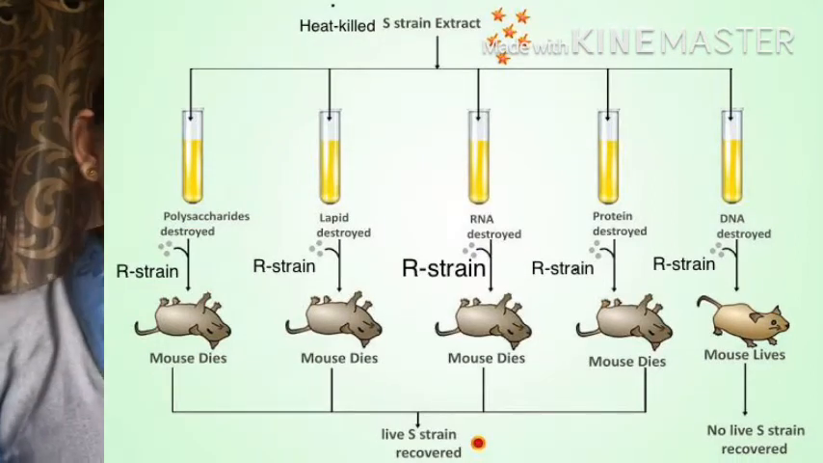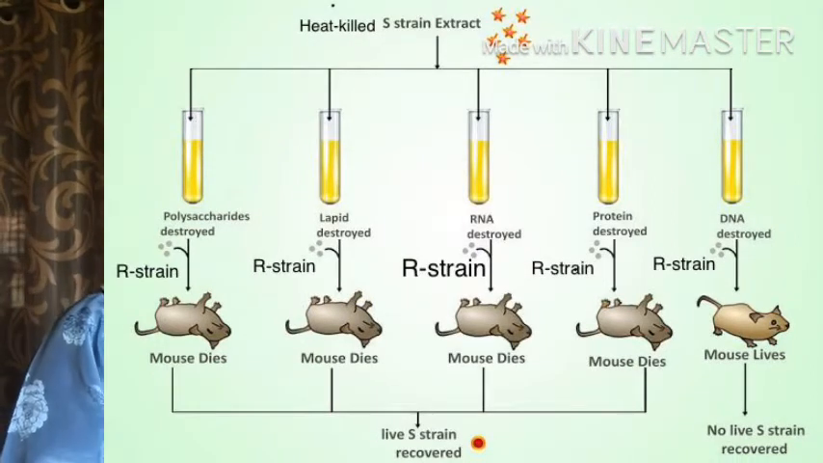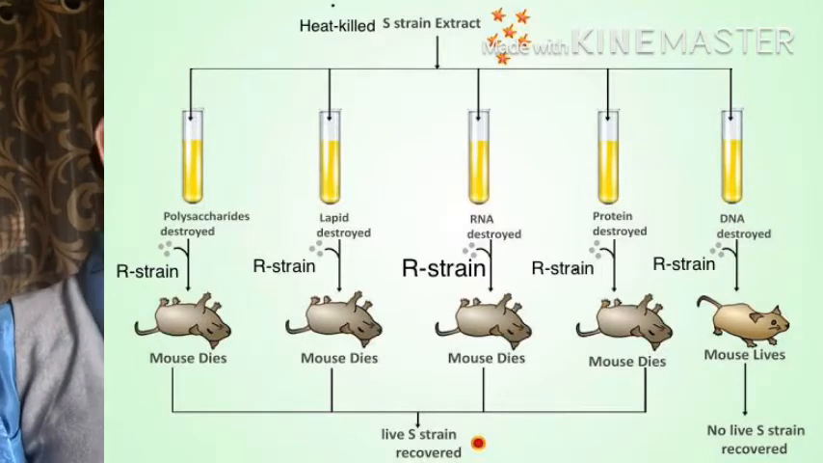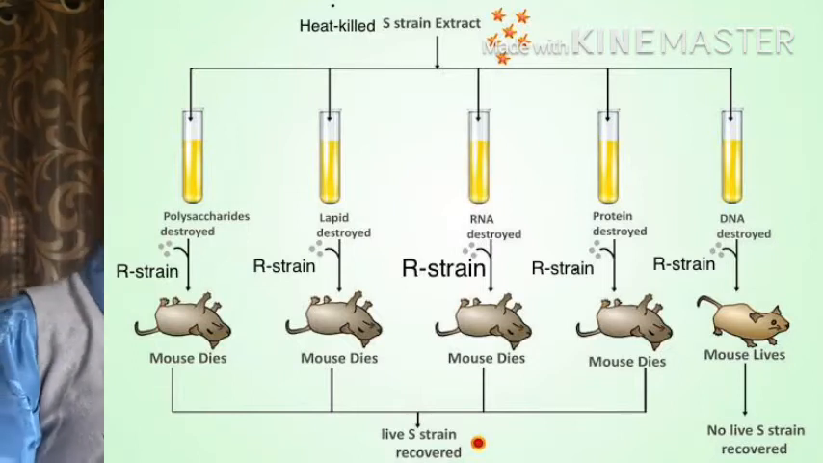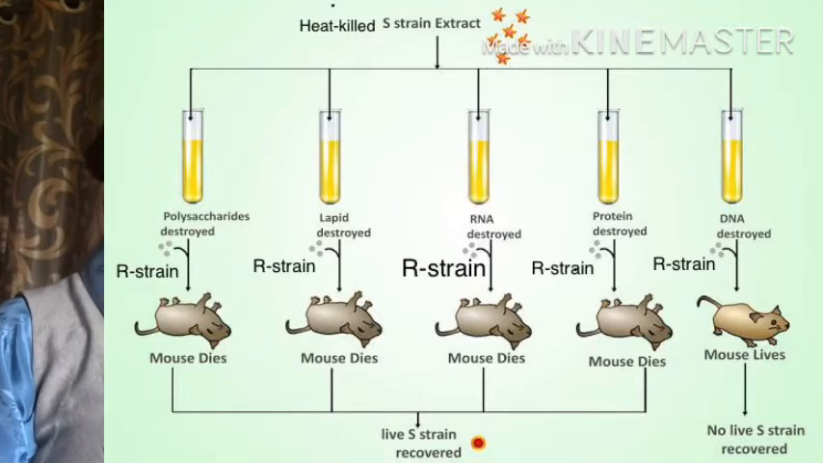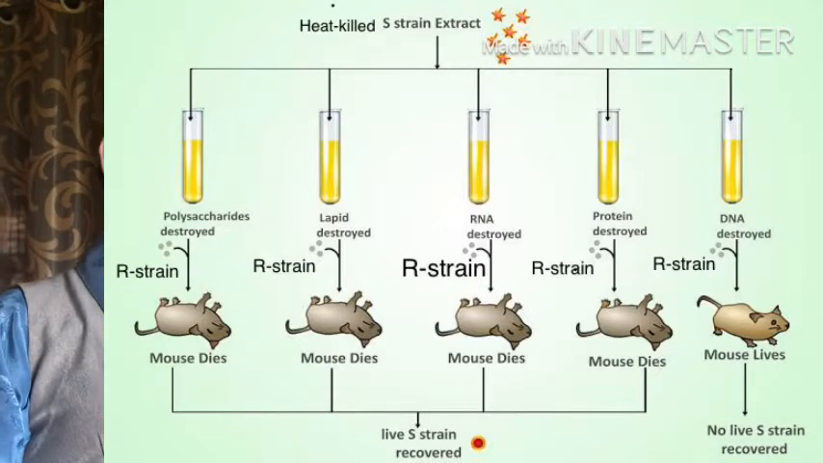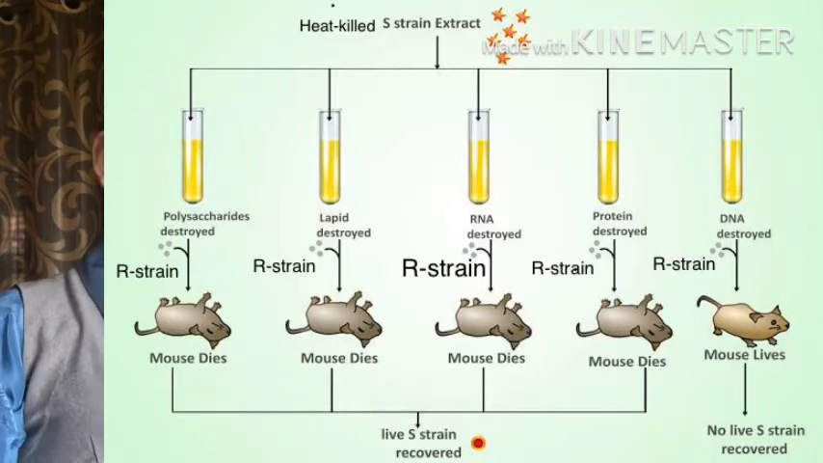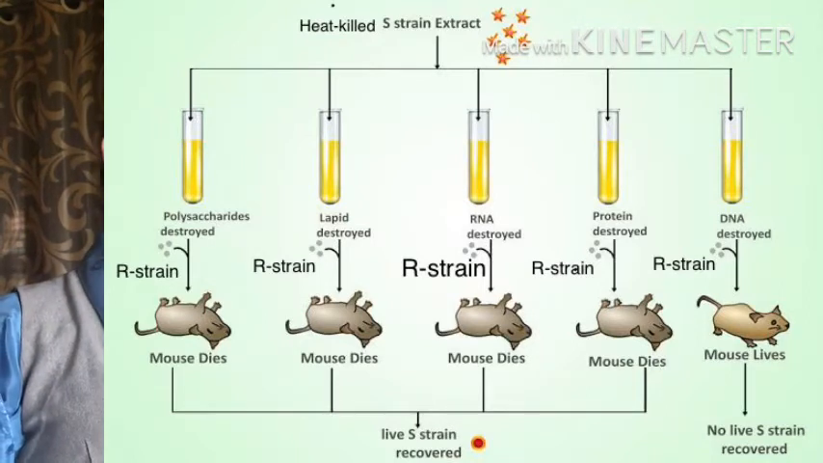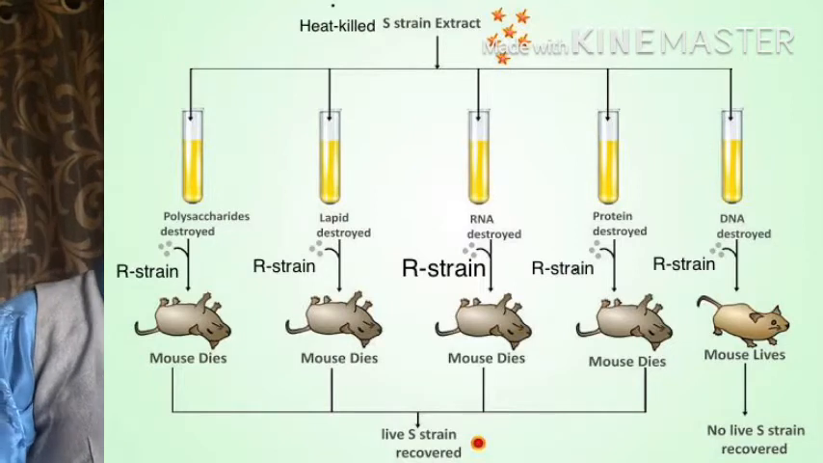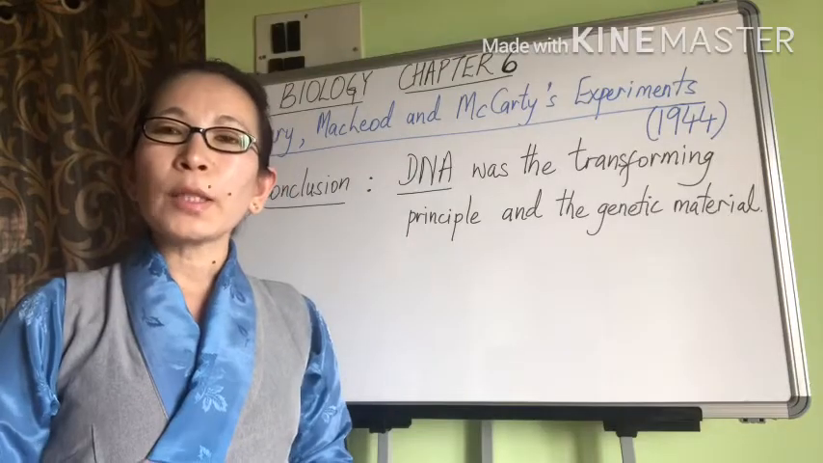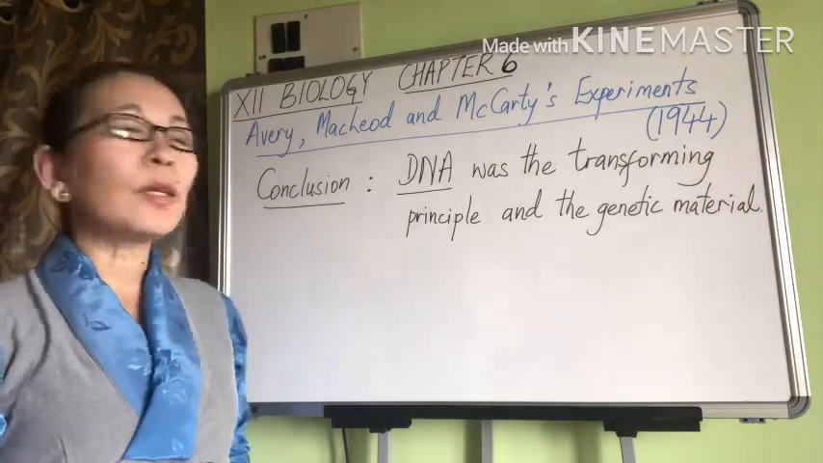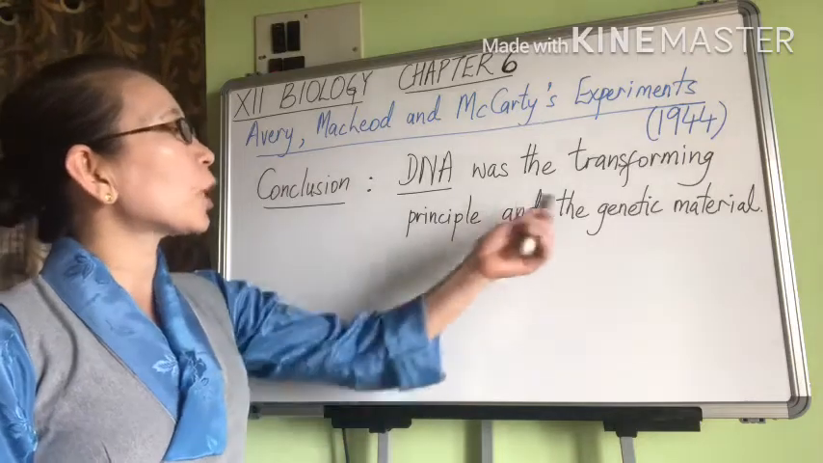These results clearly demonstrated that carbohydrates, lipids, RNA and proteins were not the transforming material or principle, since transformation occurred even in the absence of each of these chemical components. However, on elimination of DNA, no transformation occurred in the live R strain bacteria. Hence, it is evident that DNA was essential for transformation. Based on the results of their elimination experiments, Avery, MacLeod and McCarty finally concluded that DNA was the transforming principle and the genetic material.